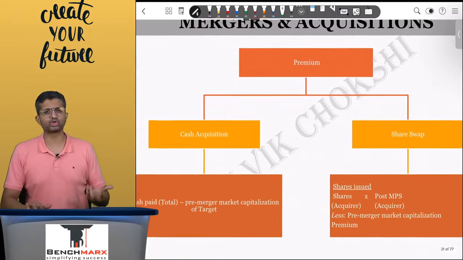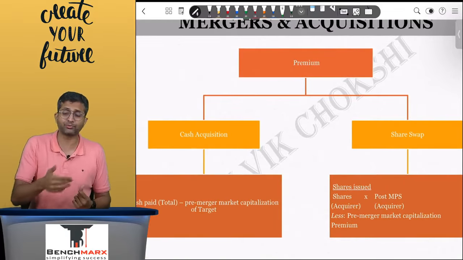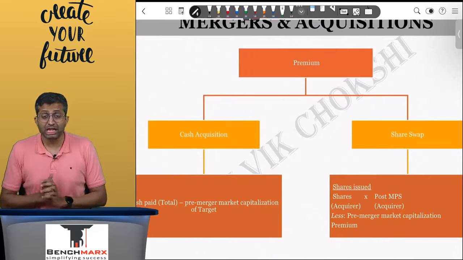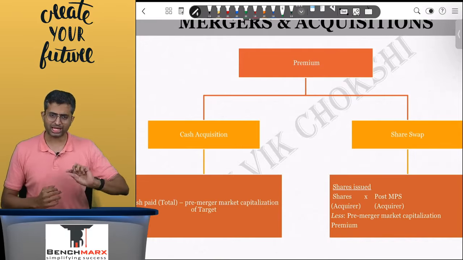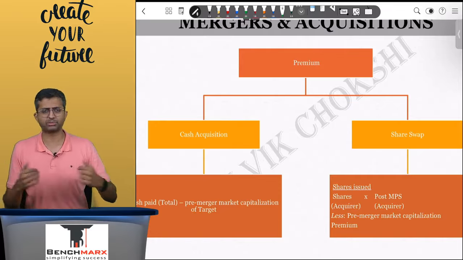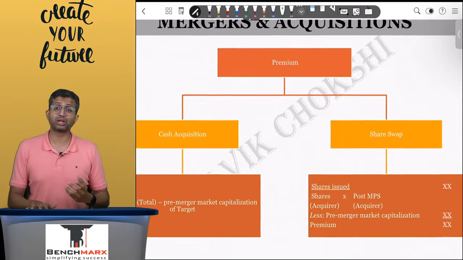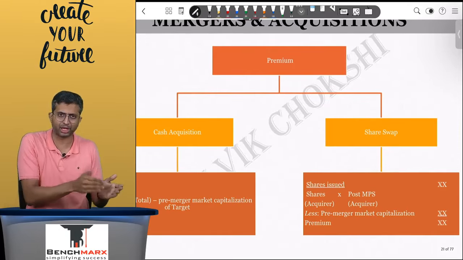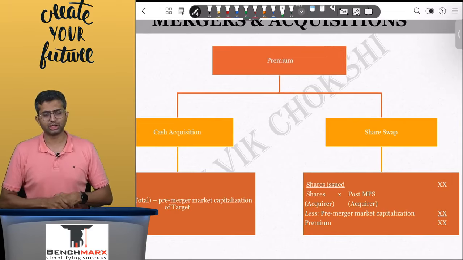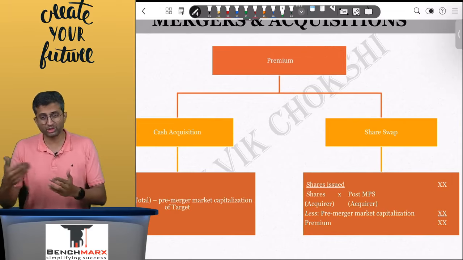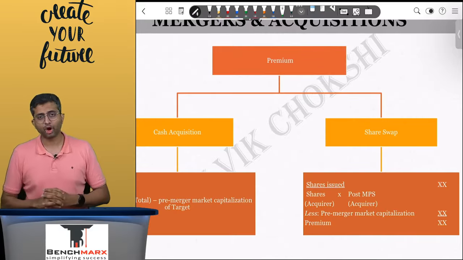Next, in certain questions, you might be asked to calculate premium. Premium refers to the excess payment that the acquirer is making for the purpose of acquiring the target's shares. In case of a cash acquisition, the premium can be calculated as the cash which is paid minus the pre-merger market cap of the target. In case of a share swap, the premium can be calculated as the post-merger market price times the number of shares which are issued to the target's shareholders minus the pre-merger market cap of the target.